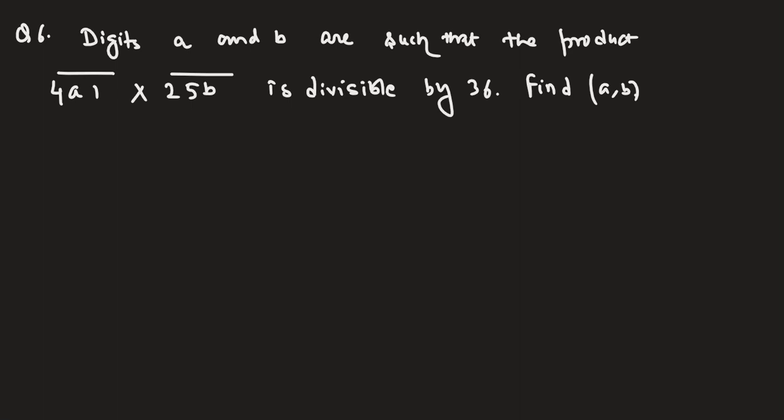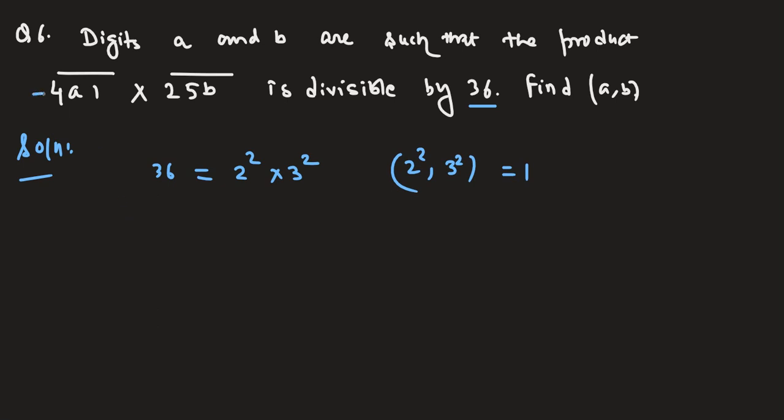Now question number 6 says that if A and B are digits such that this product is divisible by 36. The prime factorization of 36 is 2 square and 3 square, where 2 square and 3 square have the GCF 1. So if I call this product alpha, we can say that 2 square divides alpha, and at the same time 3 square also divides alpha. This is the rule that we know.